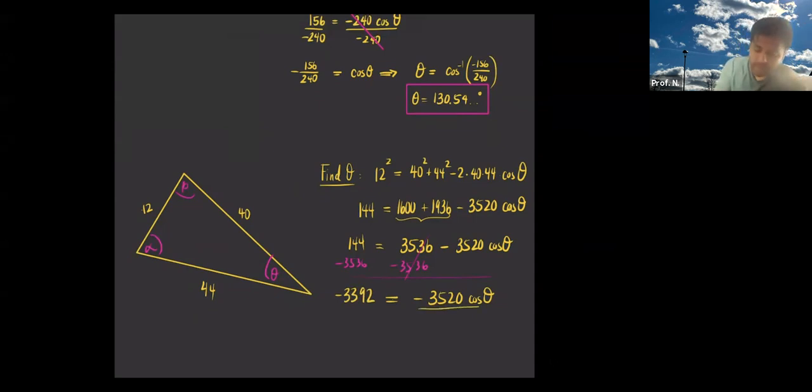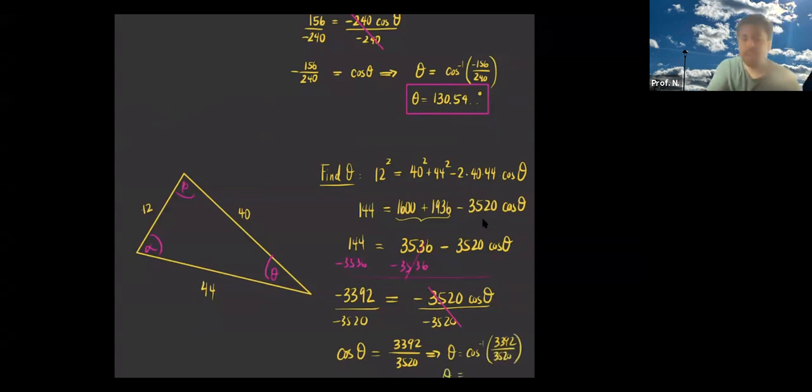And then from here, I want to find cosine. So divide both sides by negative 3520. You cancel those out. And I get that cosine of the angle is equal to negative 3392 over negative 3520. A negative divided by a negative is a positive, so it's really 3392 over 3520. But of course, I want to figure out theta. So what is theta? Theta is cosine inverse of 3392 divided by 3520.